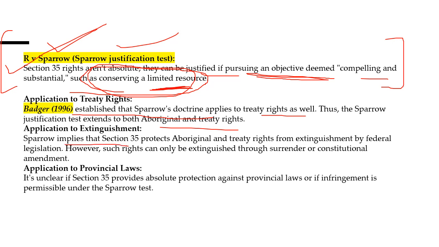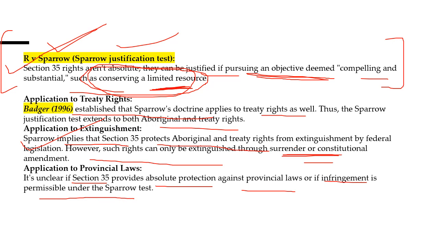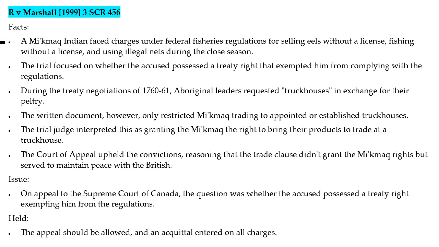Then Sparrow implies that section 35 protects Aboriginal and treaty rights from extinguishment by federal legislation. However, such rights can only be extinguished through surrender or constitutional amendment. So these are the two ways through which we extinguish treaty rights. Then it's unclear if section 35 provides absolute protection against provincial laws, or if infringement is permissible under the Sparrow test. So the Sparrow test only clarifies the federal government's position, it does not clarify provincial laws. So this you have to keep in mind.